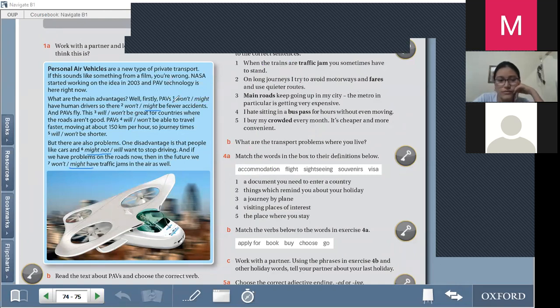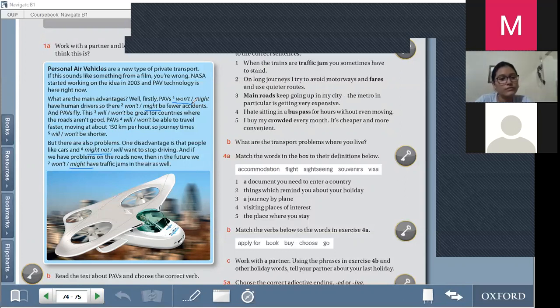All right, so number 1 is won't. Won't have human drivers, so there might be fewer accidents, all right? The fact that they're using machines does not guarantee that accidents are not going to occur, right?